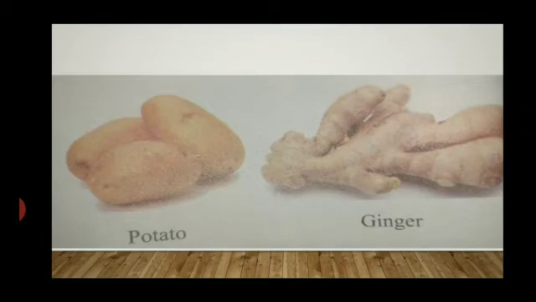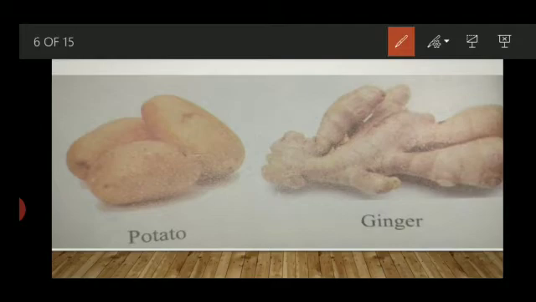Here are the examples. You can see here I have taken two examples. Number one, potato. Number two, ginger. And the third one is also, can anyone tell me? Very good. The third one is sugar cane. So these other stems are very soft, so that stem we can eat as vegetables or as fruits like that. So I hope you can understand.